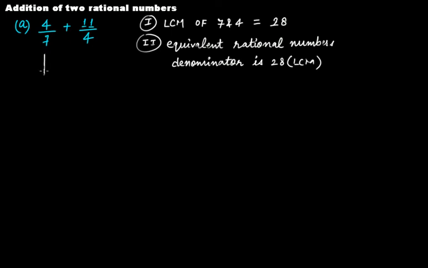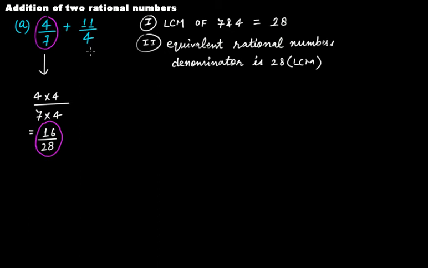So if you have to find the equivalent rational number of this rational number in a way that it should have 28 as its denominator, what number should we multiply 7 with so that we get 28 in the denominator? Clearly by 4. Now, since you have multiplied the denominator with 4, you have to multiply the numerator also with 4. So you get 16 over 28, right?